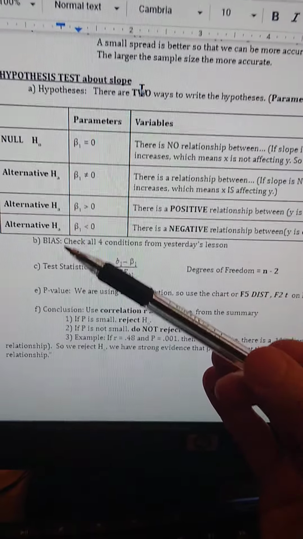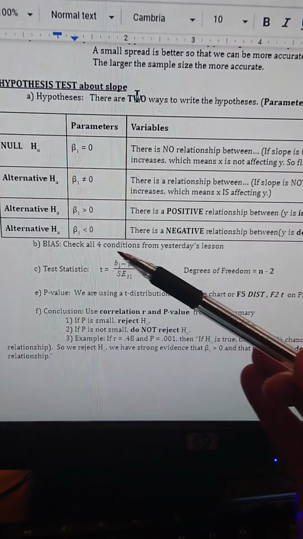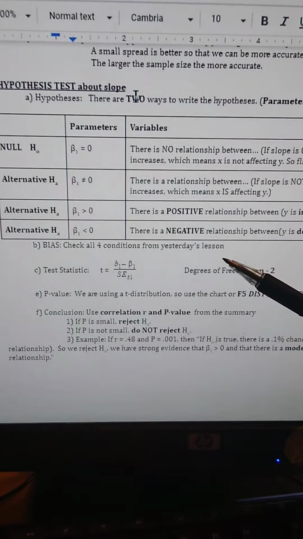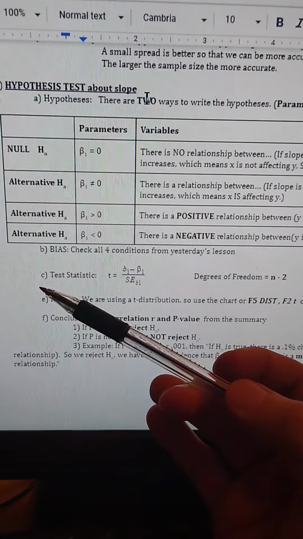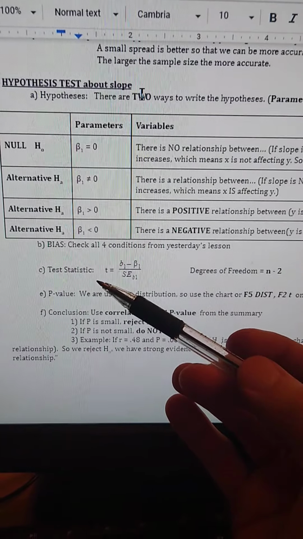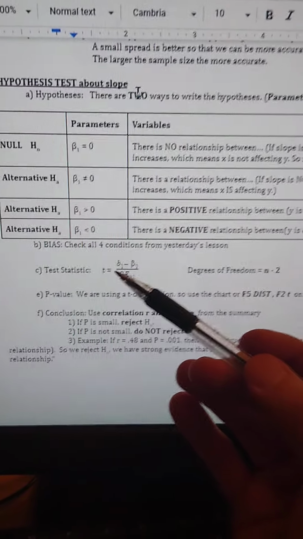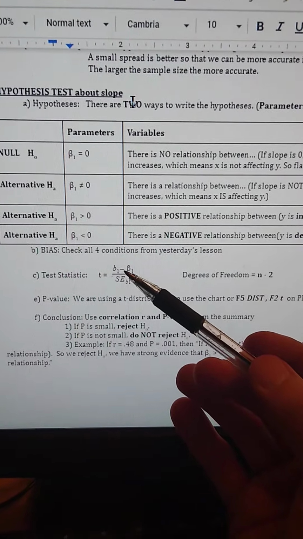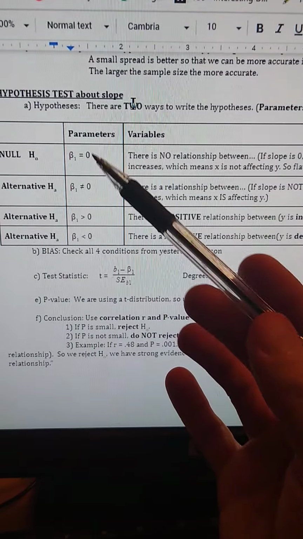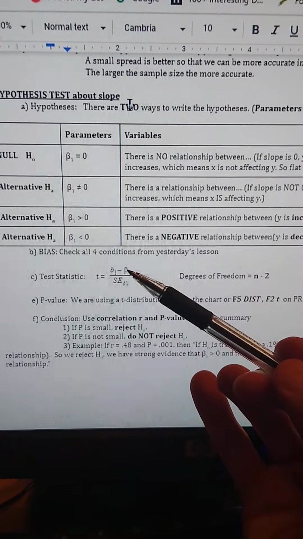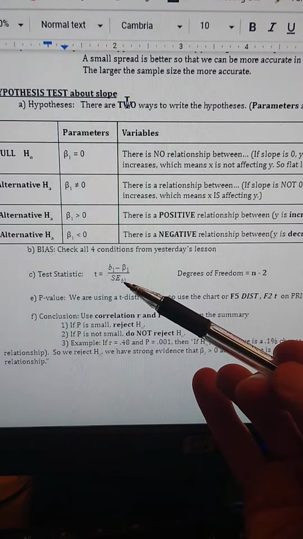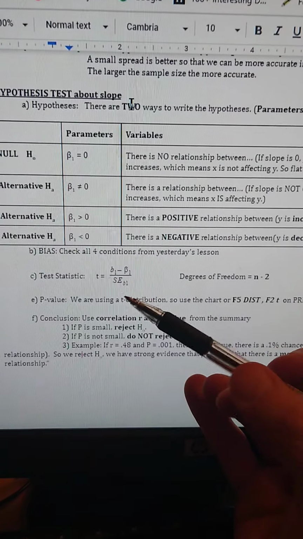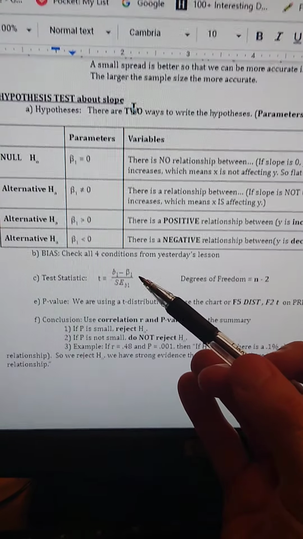Once I've written my hypotheses, we're going to check our bias, which you learned yesterday, checking the 4 conditions from yesterday using those graphs, the scatter plot, the histogram, the box plot. Then I'm ready for my summary. The test statistic, T, is b sub 1, your sample slope, whatever you get from your sample, minus beta sub 1, which most of the time is going to be 0. So that's just going to be 0, divided by SE sub b sub 1, which most of the time is going to be given to you, or it's going to be found using the calculator. So this calculation should be really, really easy.